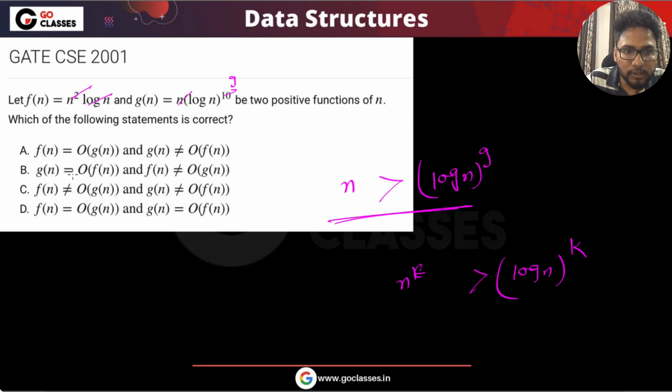So yes, B seems to be true, and you cannot interchange it because it is strictly greater. If both were true, then it would be theta, right? So yes, B is true, and you cannot interchange it because it is strictly greater. That is why. I hope you got it.